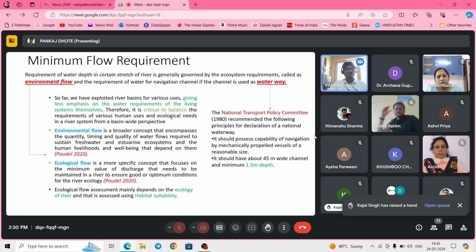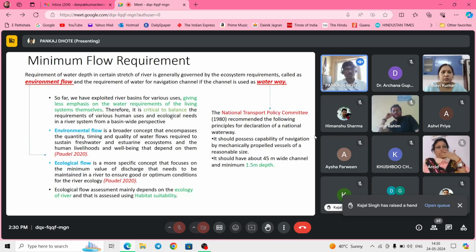Now, this minimum flow can be defined using different standard definitions. So, you might have heard a lot about this environmental flow. Environmental flow is basically the broader concept, or the phrase, where we try to see that minimum flow should be there in the river that will sustain the freshwater and the estuarine ecosystem. Not only that, the human livelihoods and the well-being that depend on the complete system.